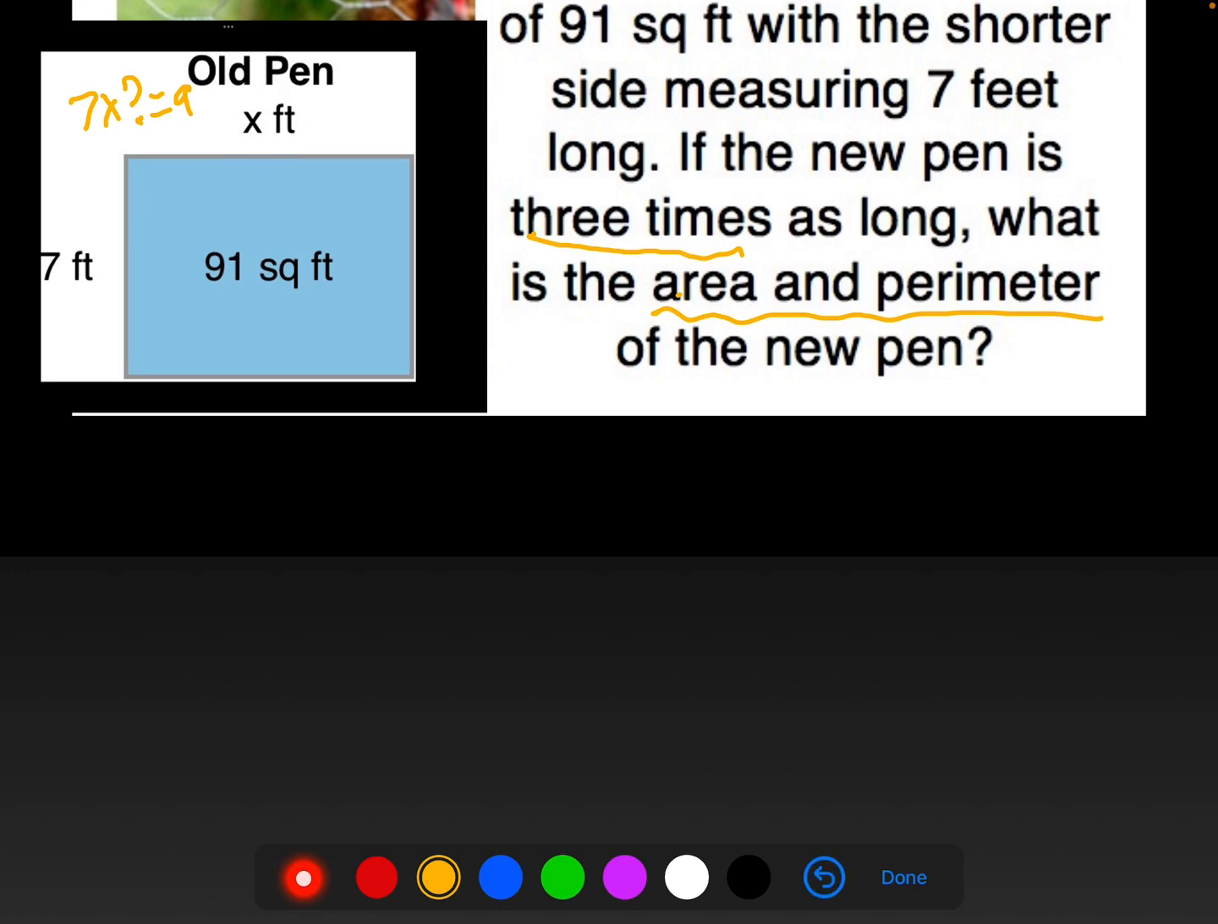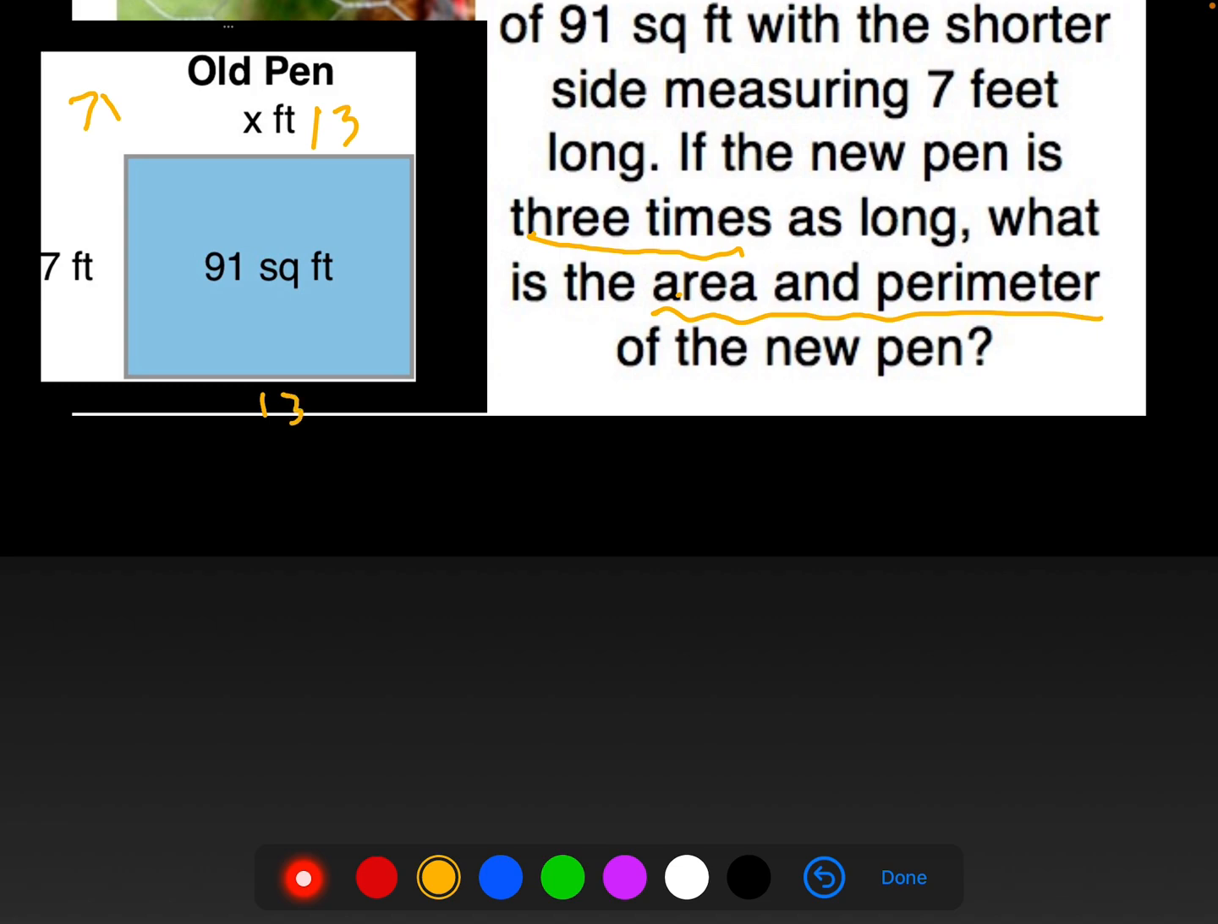So now I can double check my work. Let's see if 7 times 13 is 91. Well, I like to write mine this way, times 7. 7 times 3 is 21. 7 times 1 is 7 plus 2 is 9. So yes, that would work. So now I know my sides. So the next thing I would do, I'm going to go ahead and write 13 there, 13 there.